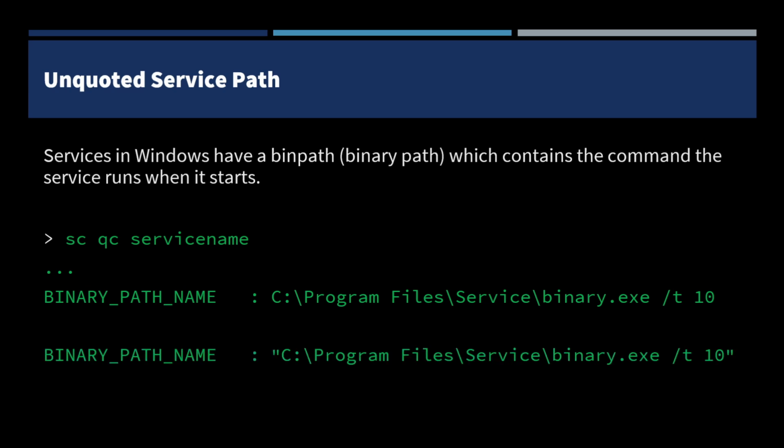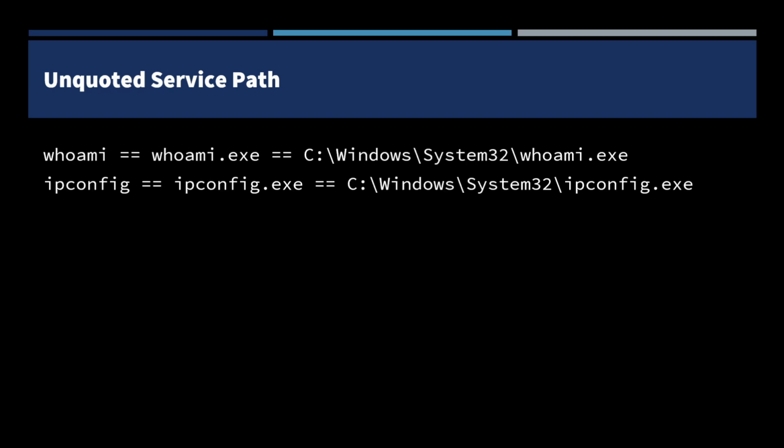Here's the same command, but with proper quotes. When configuring the service, if the bin path is surrounded by quotes, Windows knows to interpret the entire path literally. Weird stuff can start happening if you don't use quotes though, and it's due to the way Windows interprets commands. Executables in Windows usually have the .exe file extension, but you can type just the file name without the extension and Windows will still run it. This is why whoami and ipconfig both work, right? Both are actually .exes located in C:\Windows\System32.